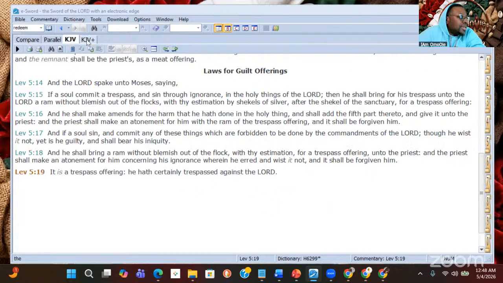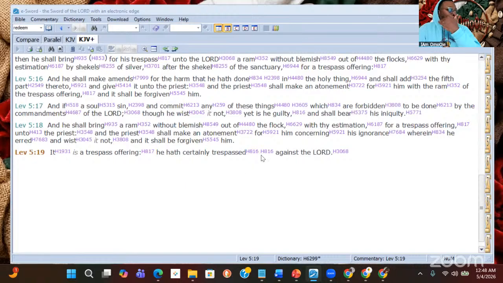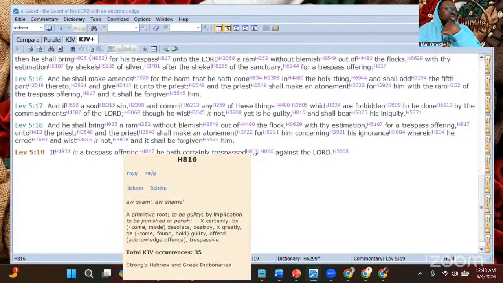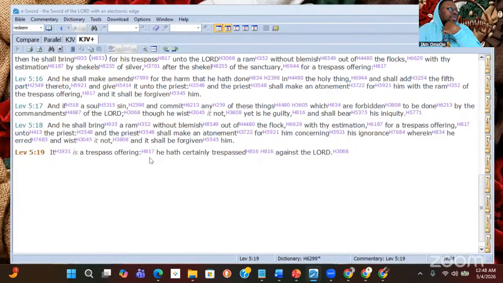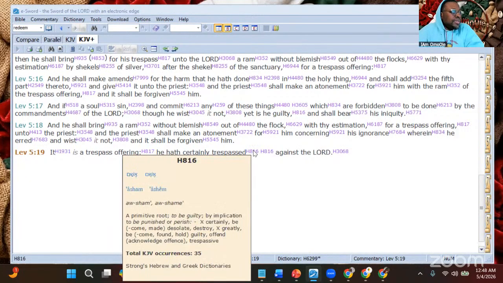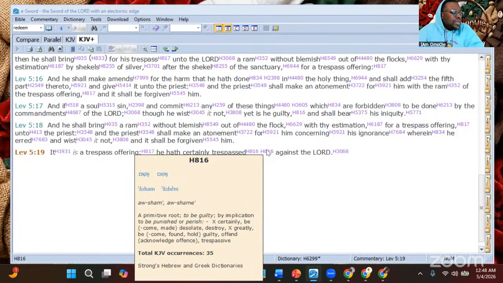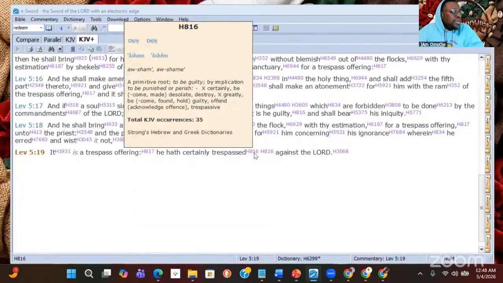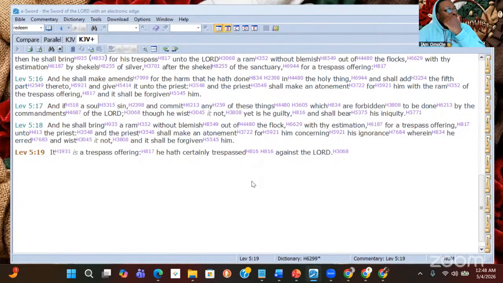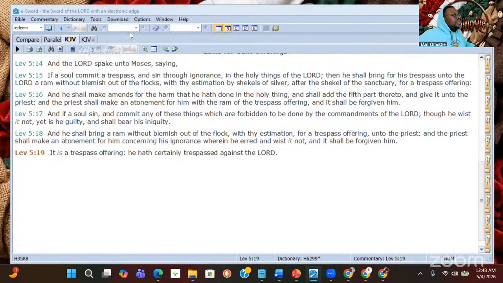What word are they using for trespass? Ashame. So trespass is the same word as guilty. There's no difference. Hashem, but it's pronounced Hashame or Hashem. Right?